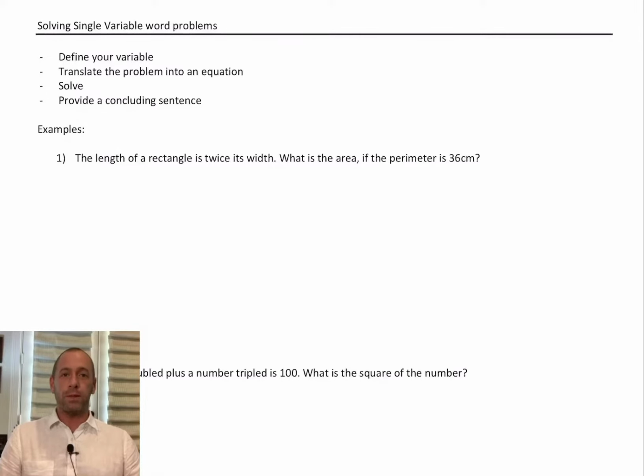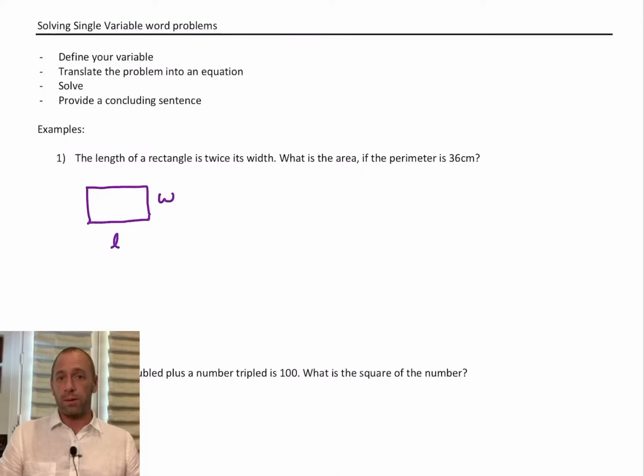With all of these, my setup is always going to be the same. I'm going to define what the variable represents, so I'm not just using a letter and having the reader have no idea what it means. And I'm going to do that with either a sentence or a diagram. Then I'm going to look for keywords and translate the English into math, solve the equation, and conclude with a sentence. This first example involves the perimeter of a rectangle.